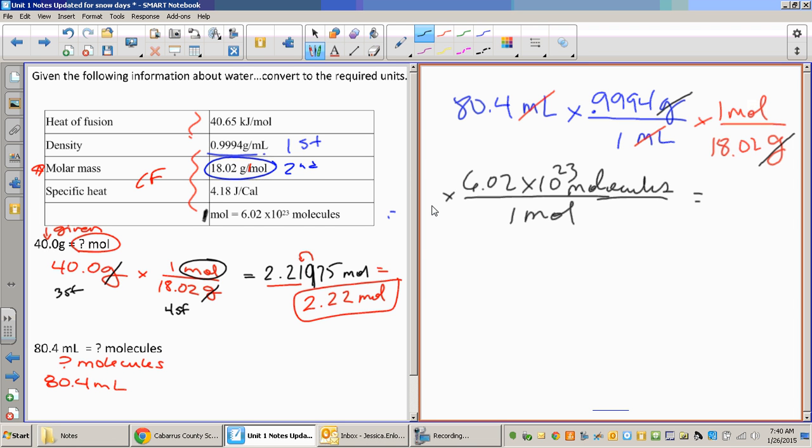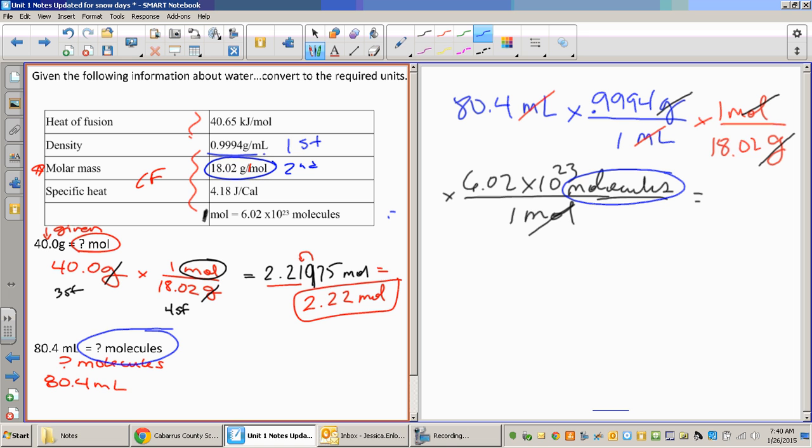And then what unit cancels? Moles, right. So the moles from this numerator and this denominator are able to cancel. What's the only unit left that I've not canceled? The last one, right? Molecules. And that was what my question was, molecules, right?